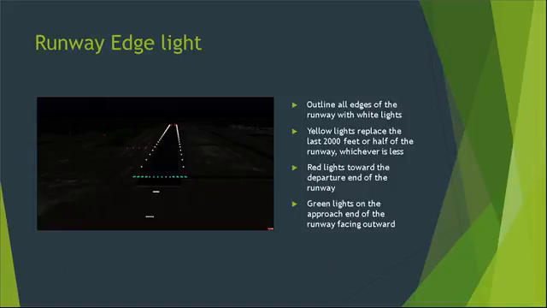Runway edge lights outline all the edges of the runway. Yellow replaces the last 2,000 feet or half of the runway, whichever is less, while red lights are toward the departure end of the runway, and green lights are on the approach end of the runway, facing outward.